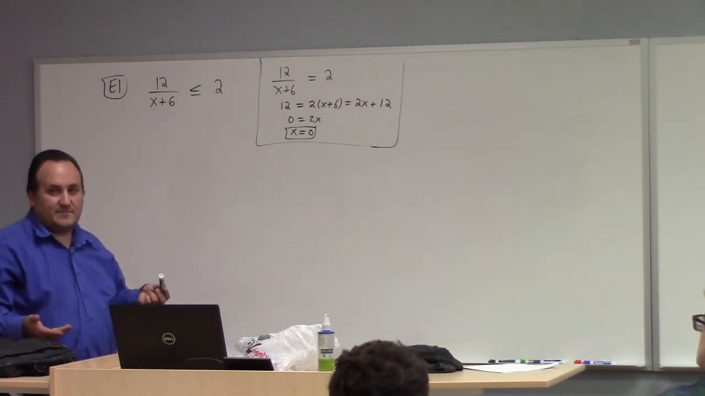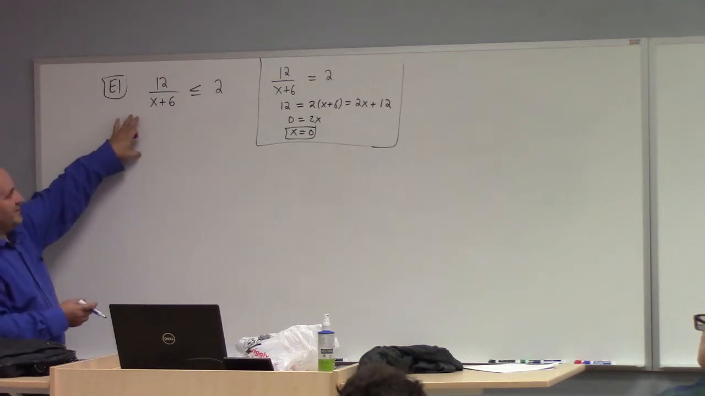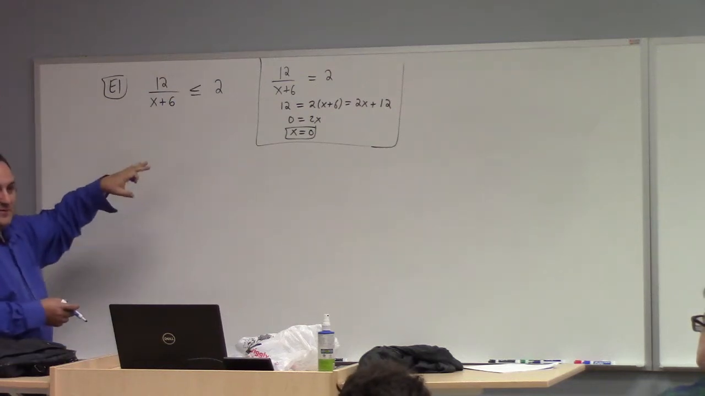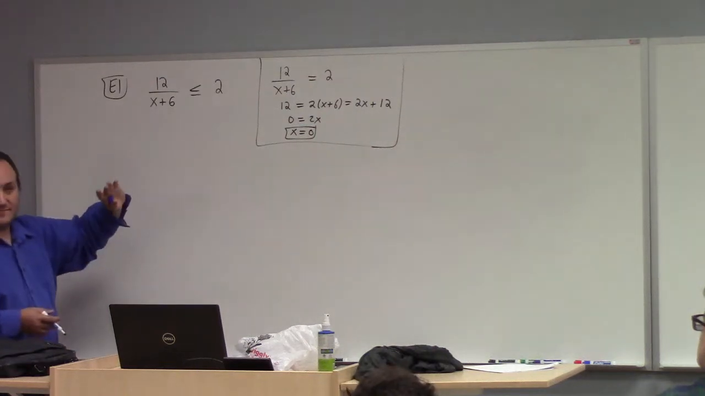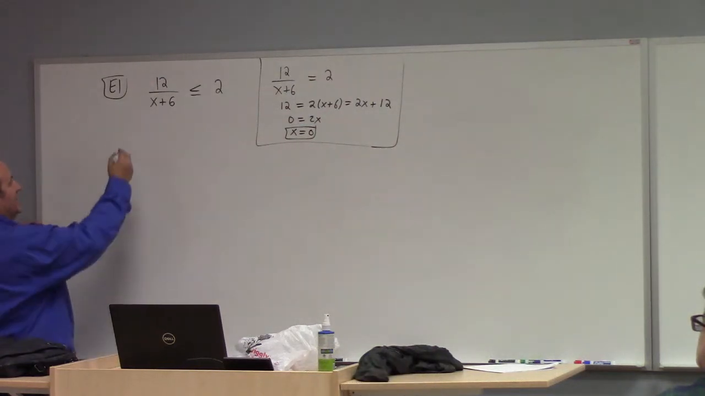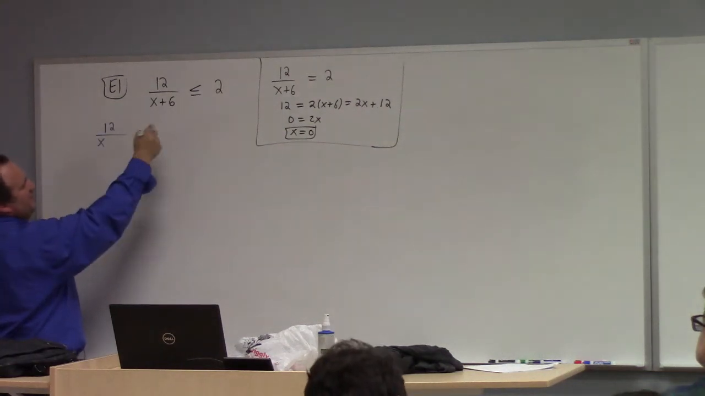That's a pain, right? Much easier is to recast this problem as one of the ones we already know how to do. And to do that, I need to make it a fraction less than or equal to 0. So that's easy enough. All we do is subtract 2 from both sides.